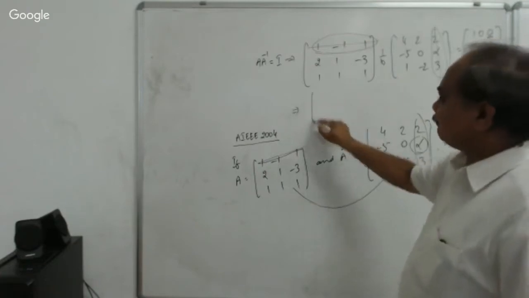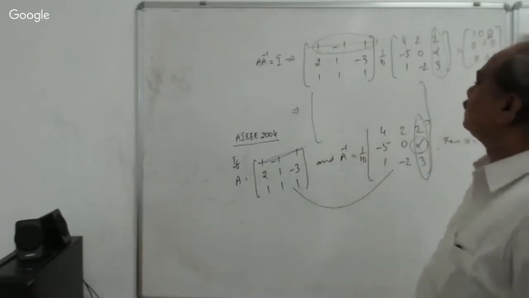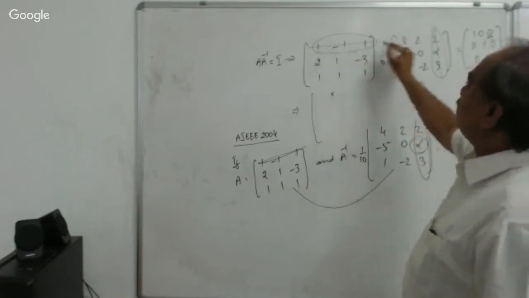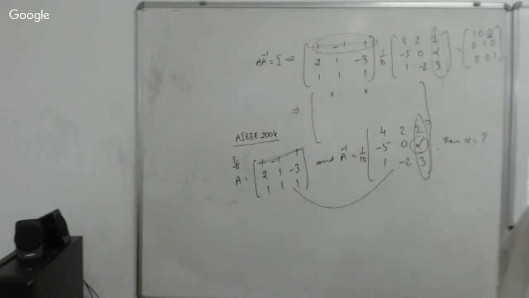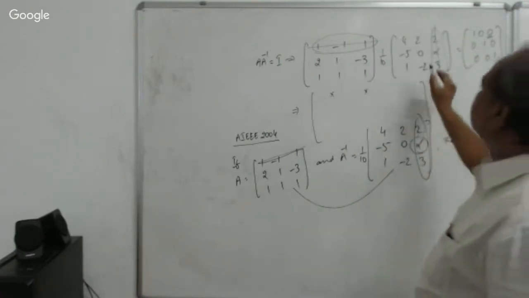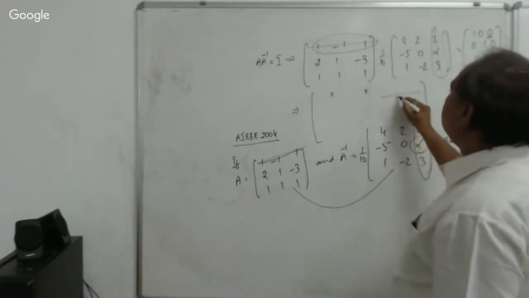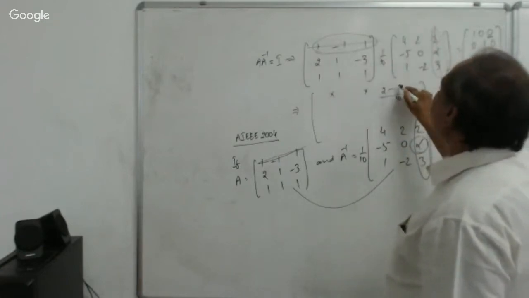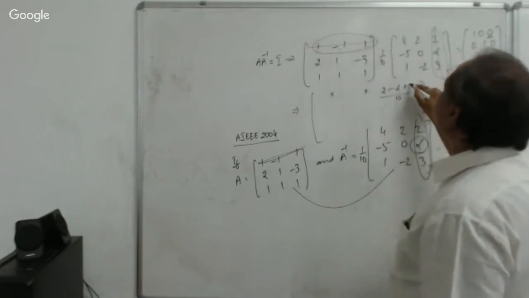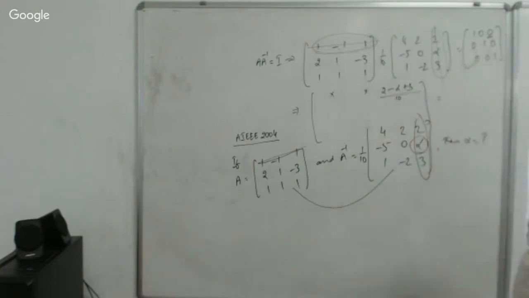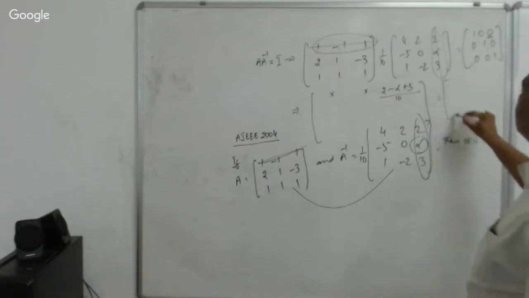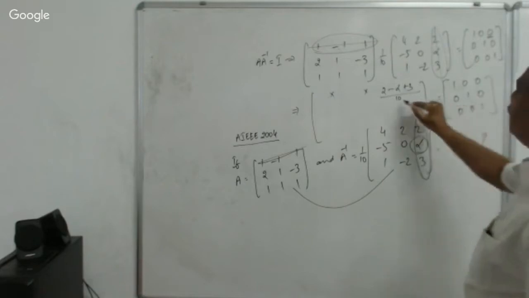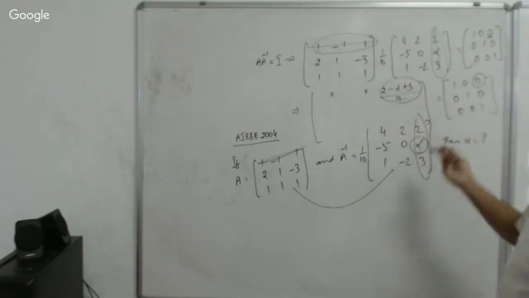Here, first row, first column, first row, second column, now first row, third column. By 10 is also there. 1 into 2, 2. Minus 1 into alpha, minus alpha. 1 into 3, 3. Remaining elements are not required for us. That is equal to 1, 0, 0, 0, 1, 0, 0, 0, 1. Now just by equating this element to 0, you get the answer.